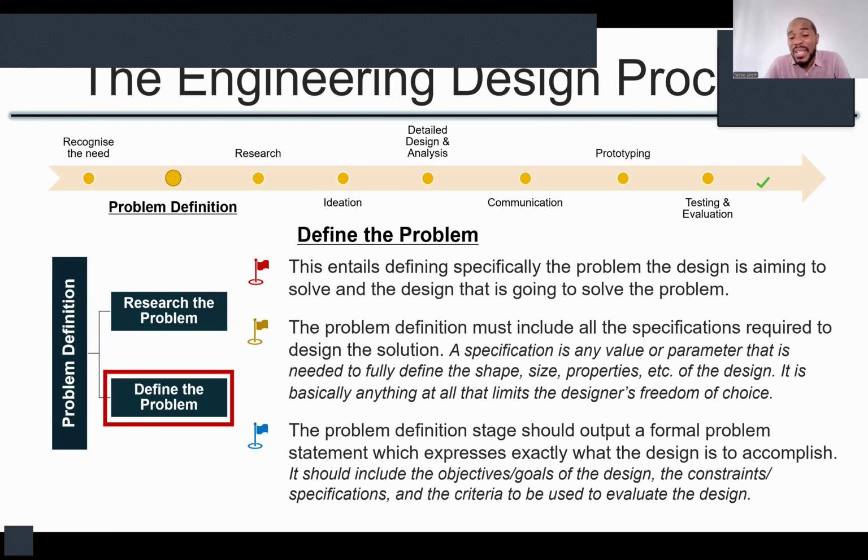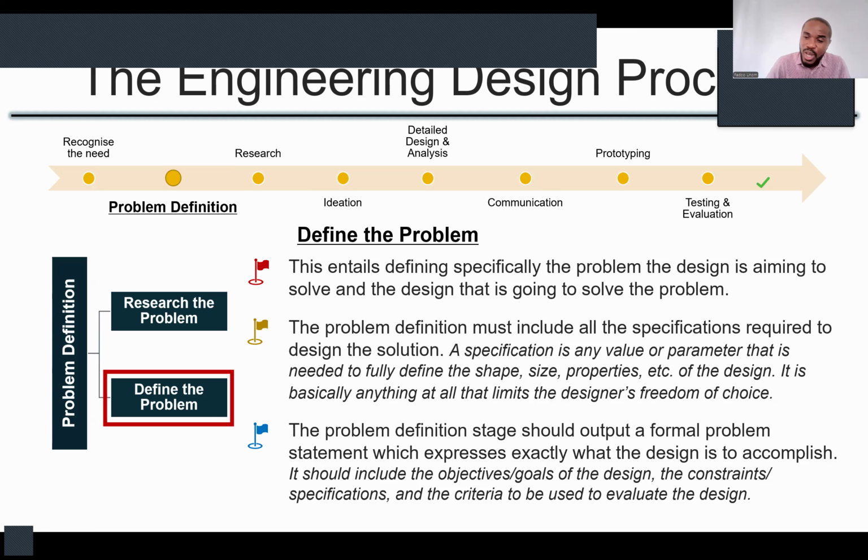So we also expect that you output a formal statement at this stage. In the problem identification, or recognizing the need stage, we don't need a formal statement. It's just a general statement of need, however you say it, that captures what you need, right? But in the problem definition, we need a formal problem statement, because everything hereafter is hinged on that statement.